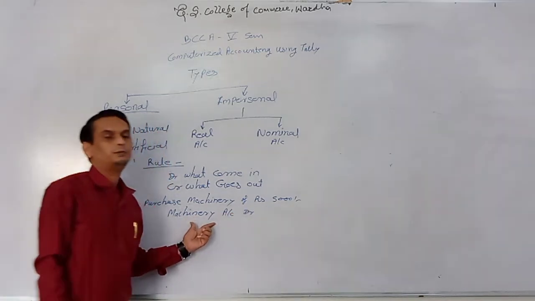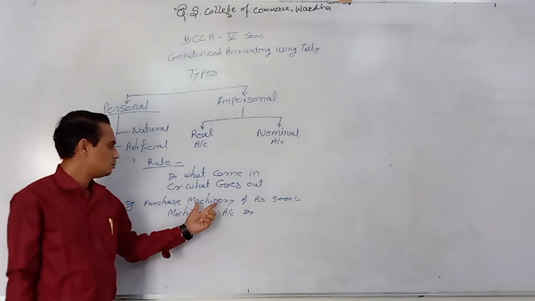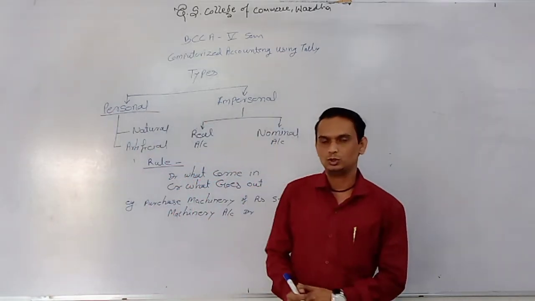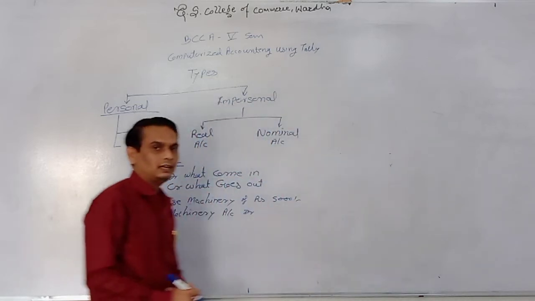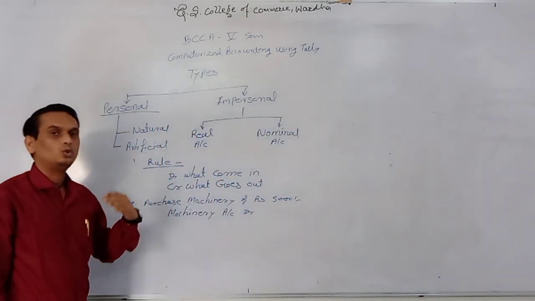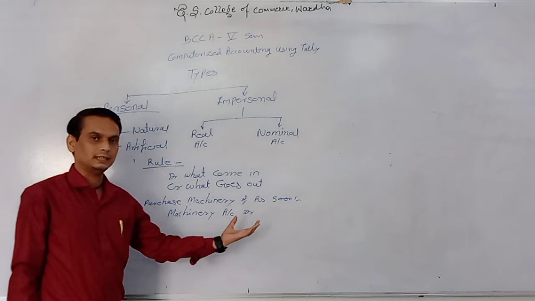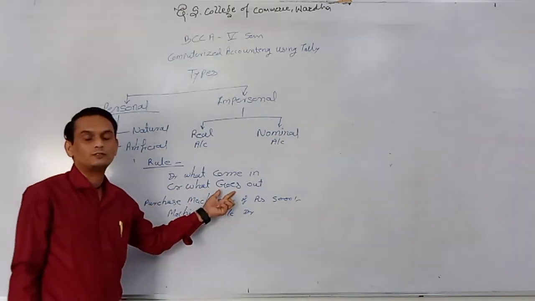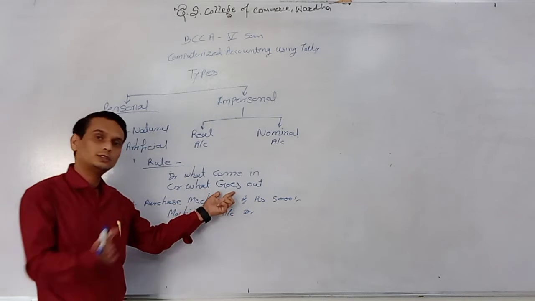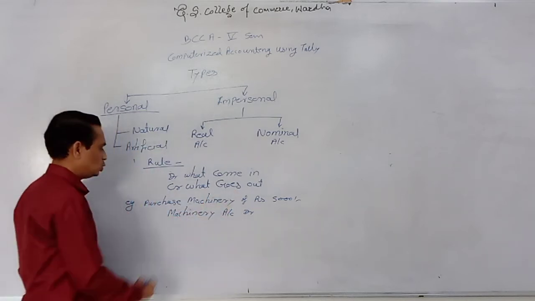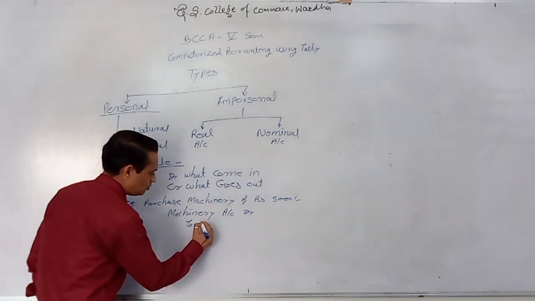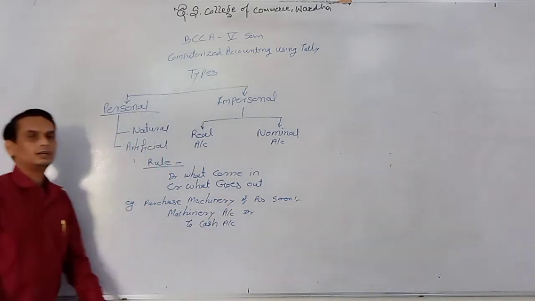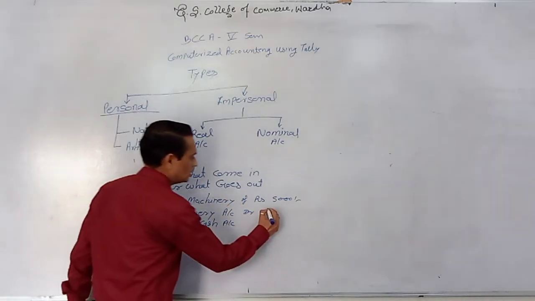For purchasing the machinery, we should pay something to that seller. So the cash goes out from our business. So credit. Cash goes out from the business. So to cash account, to cash account rupees 5,000.